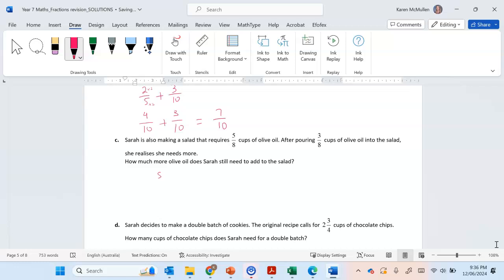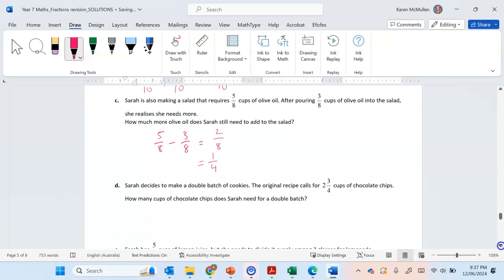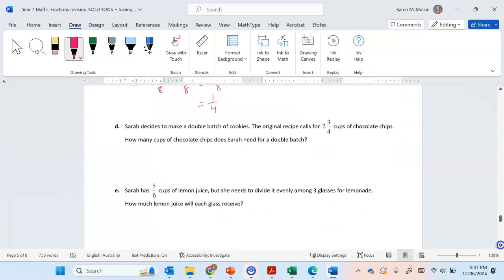All right, so 5/8 minus 3/8. She needs 2/8 of a cup more, and we need to simplify that because that is not the simplest form. So 1/4 to go. So making sure you always write your answer in the simplest form.